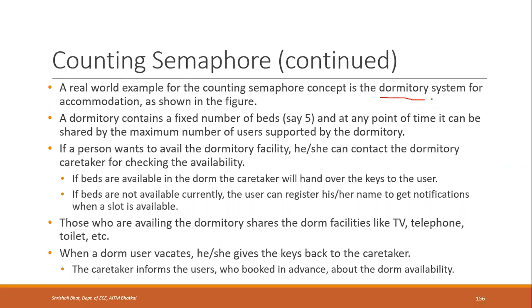Based on the count, if a person wants to avail the dormitory facility, he or she can contact the dormitory caretaker or the owner for checking the availability. If beds are available in the dorm, the caretaker will hand over the keys to the user. If the beds are not available, the user can register his or her name to get notifications whenever a slot is available, right? Similarly, whenever a process wants to access a particular resource, if it is available, it will be given access. If it is not available, the process will be sleeping. The process will be kept in sleep mode, or block mode.